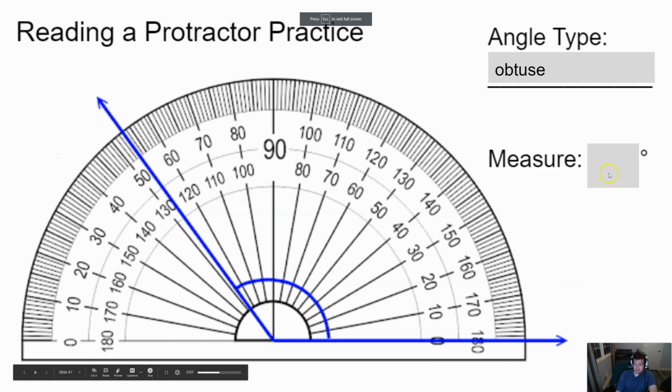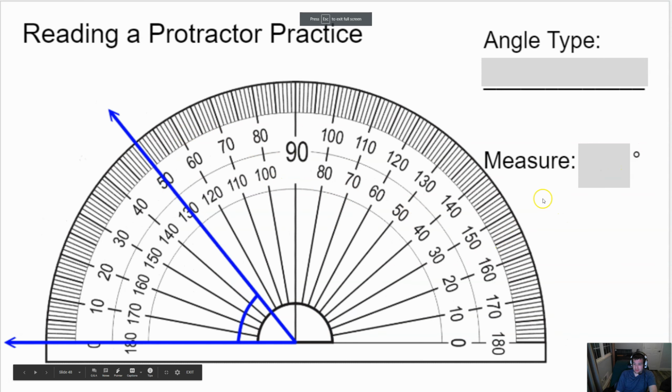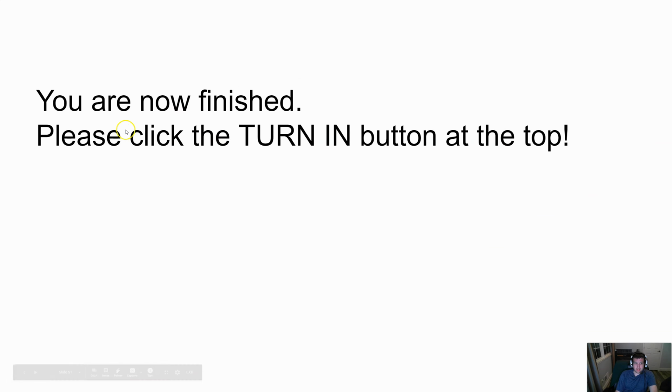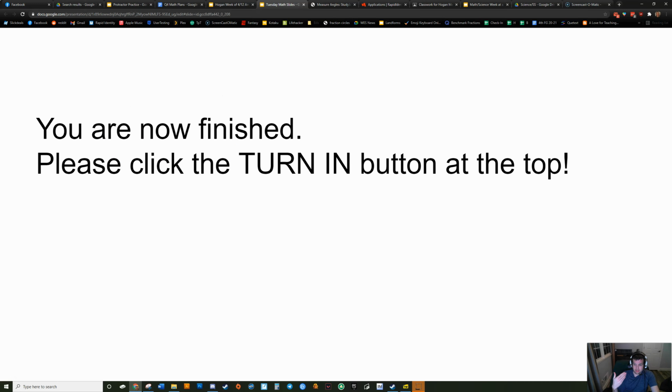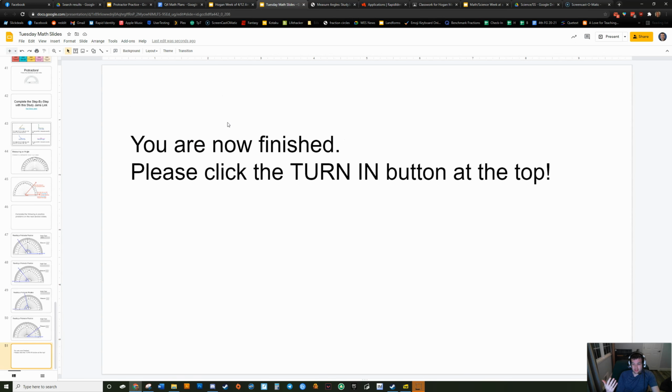And then type in your angle measurement. You're going to do that for the other 3 as well. And once you finish, it literally tells you, you're now finished. Now please click the Turn In button at the top on Google Classroom, and then you're done for the day.